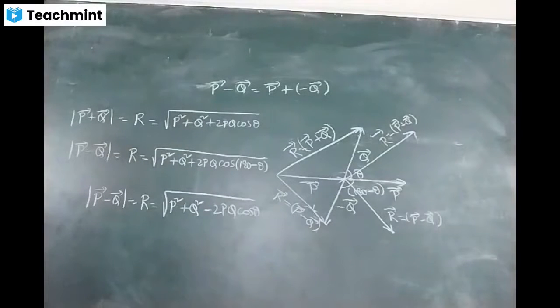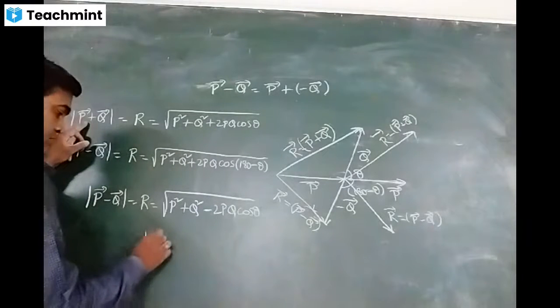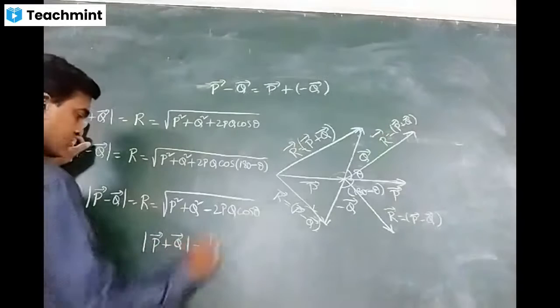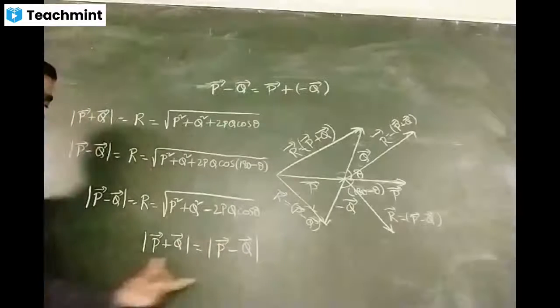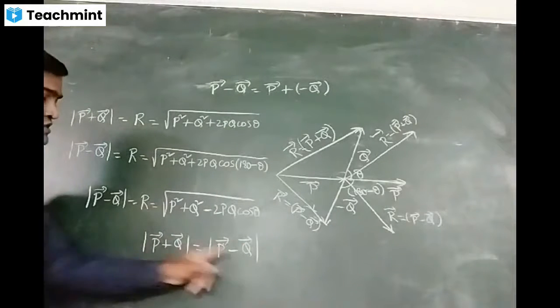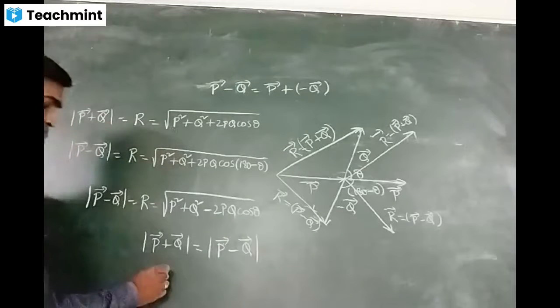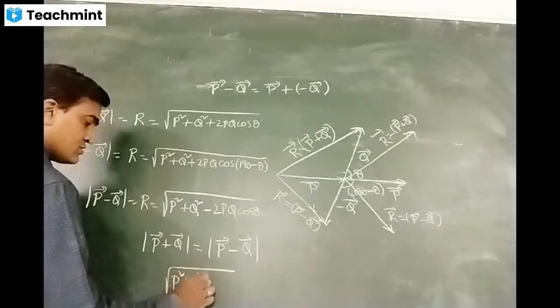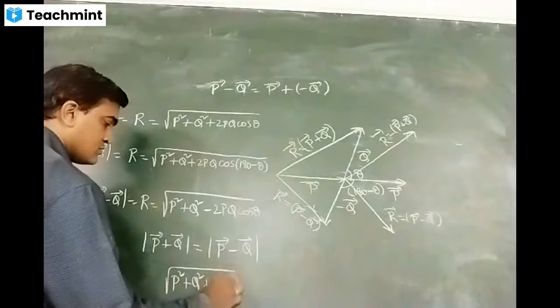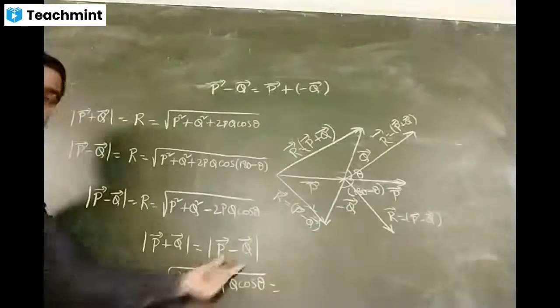What is the given condition? I have given one condition: the modulus of p bar plus q bar is equal to the modulus of p bar minus q bar. This is the given condition. Now, when these two are the same, in the modulus of p bar plus q bar, what can I write? The square root of p square plus q square plus 2pq cos theta is equal to the other one.